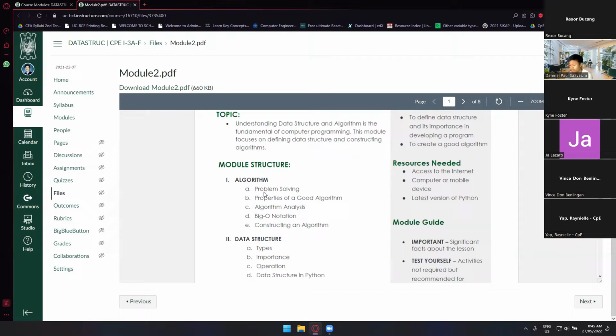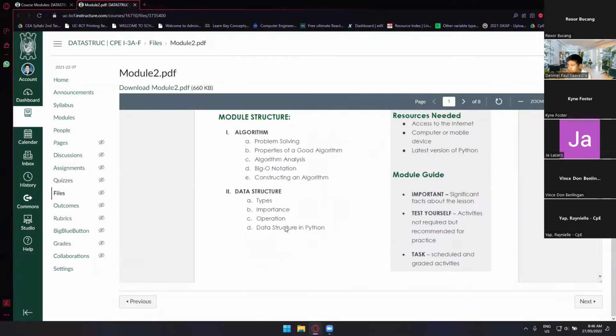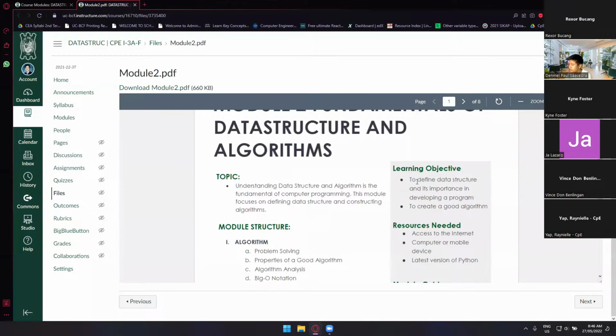So in here, you will be able to know some basic problem solving concepts, properties of a good algorithm, analysis, what is this big O notation, and then constructing an algorithm. And then here's another major topic, which is the data structure. So of course, we'll discuss what are the types, the importance, operations, and then the data structure in Python.